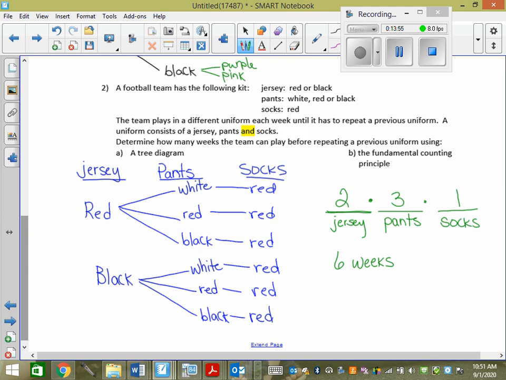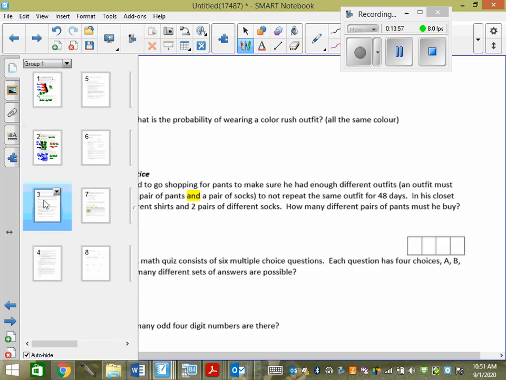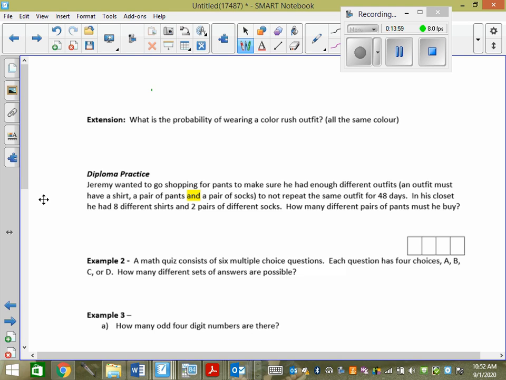So if we flip to the next one, it said here, what is the probability of wearing a color rush outfit? A color rush outfit in the NFL, if you don't know, is one where all the colors are the same. So it's when you look at the NFL and you're watching them and you're like, why are they all freakishly in blue? Or like, why are they all in orange? Bright orange. It's a color rush color. And some of them I think are really cool, and I think some of them are really ugly. But, you know, the baby blue ones are really cool. So what is the probability of a color rush outfit?